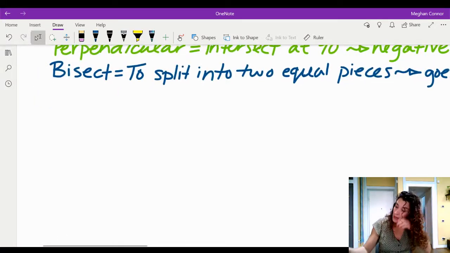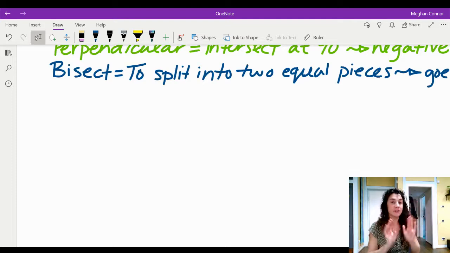There is a set of steps to do this, to find the perpendicular bisector. Now, IB will not necessarily be like, find the perpendicular bisector of this segment, right? It's going to be a little bit more complicated than that. It's going to be like, find the point of intersection between this and this, or find the distance between this point and this line, which is the perpendicular distance. I'll explain that in a second.